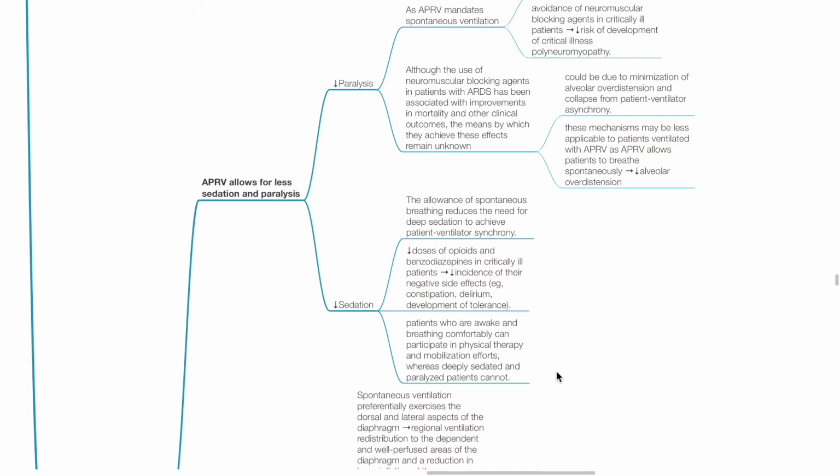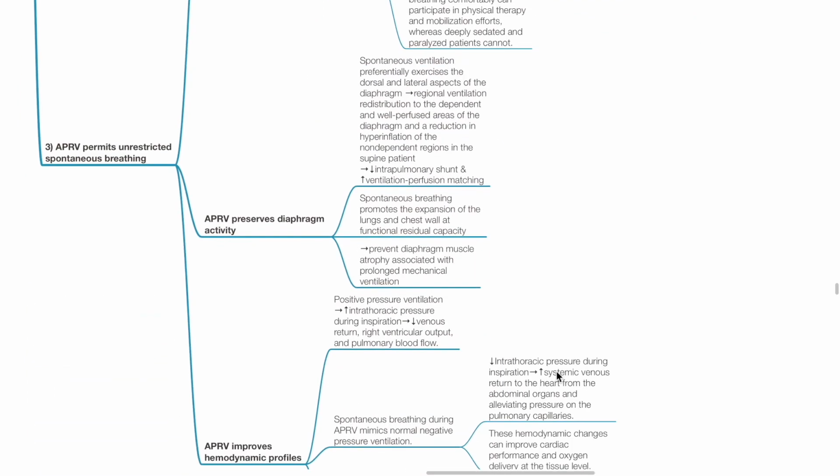Patients who are awake and breathing comfortably can participate in physical therapy and mobilization efforts, whereas deeply sedated and paralyzed patients cannot. APRV preserves diaphragm activity. Spontaneous ventilation preferentially exercises the dorsal and lateral aspects of the diaphragm, which causes regional ventilation redistribution to the dependent and well-perfused areas of the diaphragm, and a reduction in hyperinflation of the non-dependent regions in the supine patient. This reduces intrapulmonary shunt and increases ventilation perfusion matching.